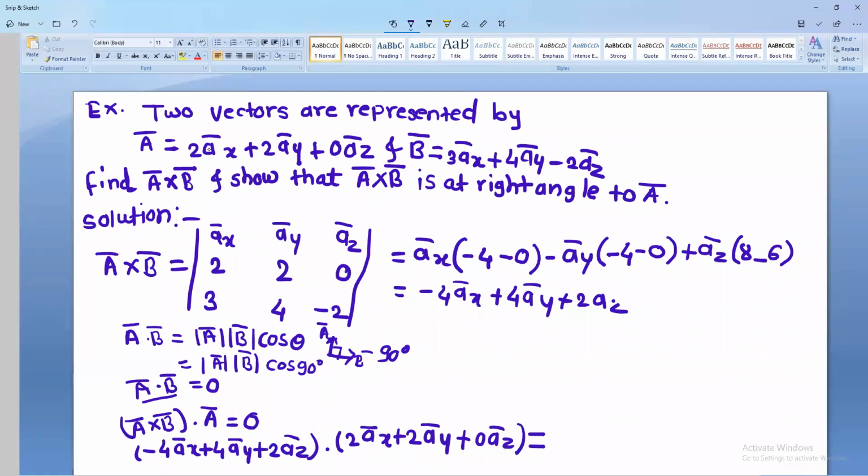Now this dot product is a scalar quantity, right? So minus 4 into 2 is minus 8. Then 4 into 2 is plus 8 and 2 into 0 is 0. So this is equal to 0. Means these two vectors are at right angle to each other.